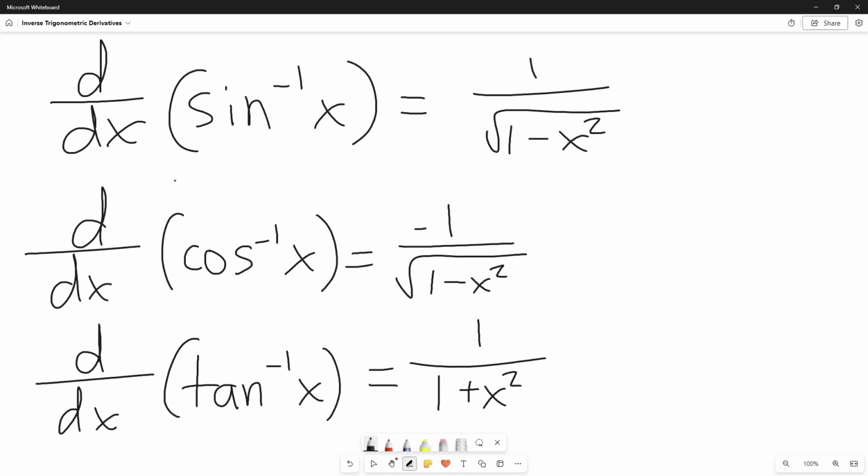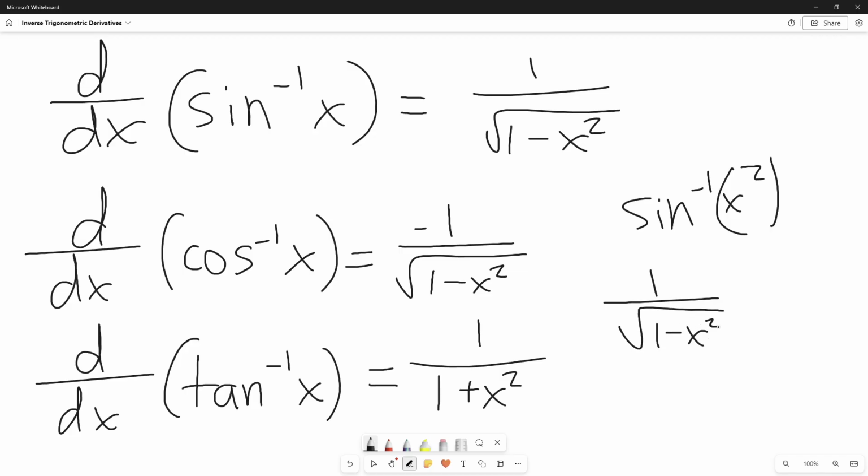And for example, if you have sine inverse of x squared, then in order to differentiate this, first you just use the chain rule by doing 1 over square root of 1 minus x squared, as shown by this formula, and as always multiply it by the derivative of the inside times 2x. So it's just the same process as any other derivative.